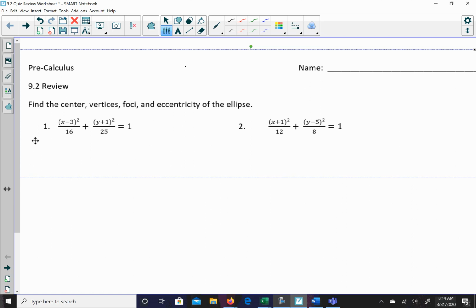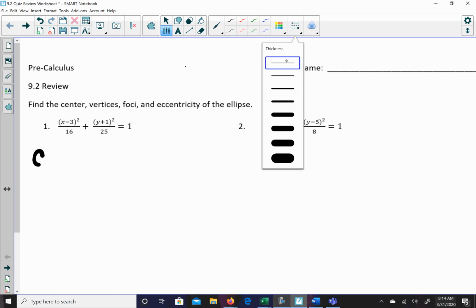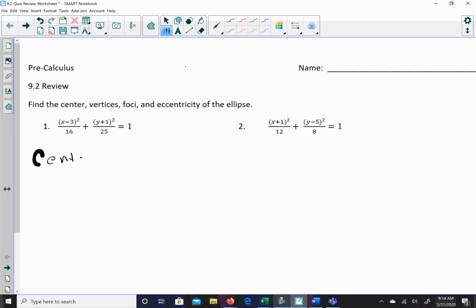The center is just going to be whatever I'm subtracting from the x, whatever I'm subtracting from the y. So my center is going to be the ordered pair (3, -1). When I look at this, remember a is always your largest number. So in this case, my a is going to be the square root of 25, or 5, because 25 is the larger number. b is going to be the square root of 16, so that will be 4. So the 5 is underneath the y.